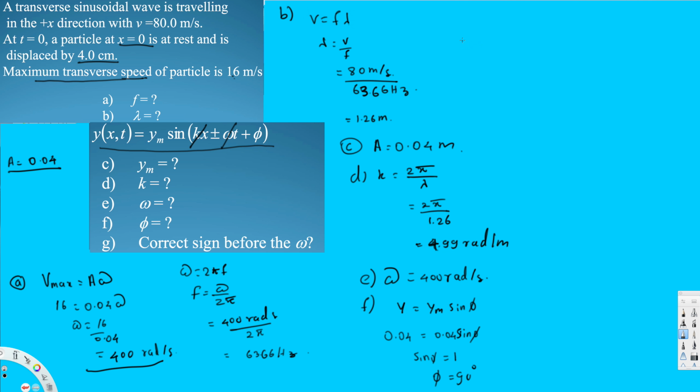And let's go to the G part. The G part is asking what is the correct sign before the omega. If you look at this question, they have said that a transverse sinusoidal wave is traveling in the plus x direction. Plus x direction means this one is moving to the right side, right? When we have something moving to the right side, we have to put the negative here. So this value is negative in front of the omega t. So the sign before the omega t is going to be negative.